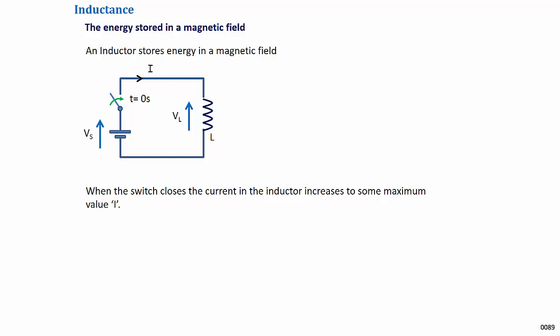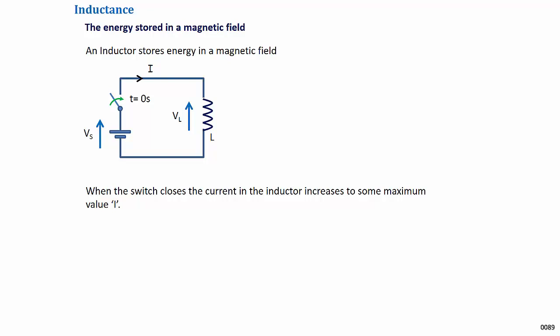As a current flows in an inductor, it stores energy in the form of a magnetic field, energy that will be recovered when the magnetic field collapses. Consider the circuit shown. When the switch is closed at time 0, a current will start to flow, which, while it is increasing from 0 to some maximum Is, will generate an opposing voltage in the coil, Lenz's law.